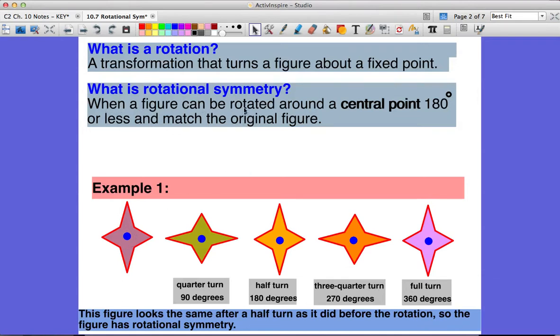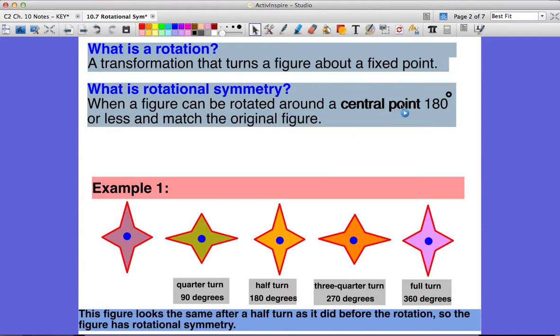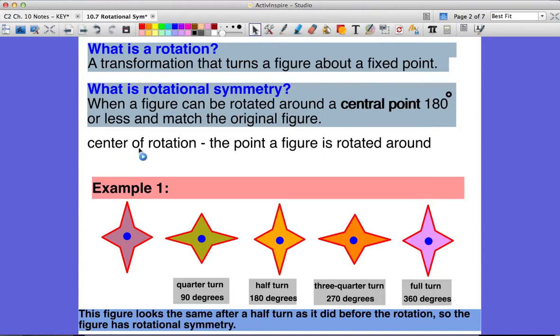Rotational symmetry is when a figure can be rotated around a central point 180 degrees or less and match the original figure. A central point is called our center of rotation, the point a figure is rotated around. Right, so in this case, when I rotate this figure like this is that center of rotation.